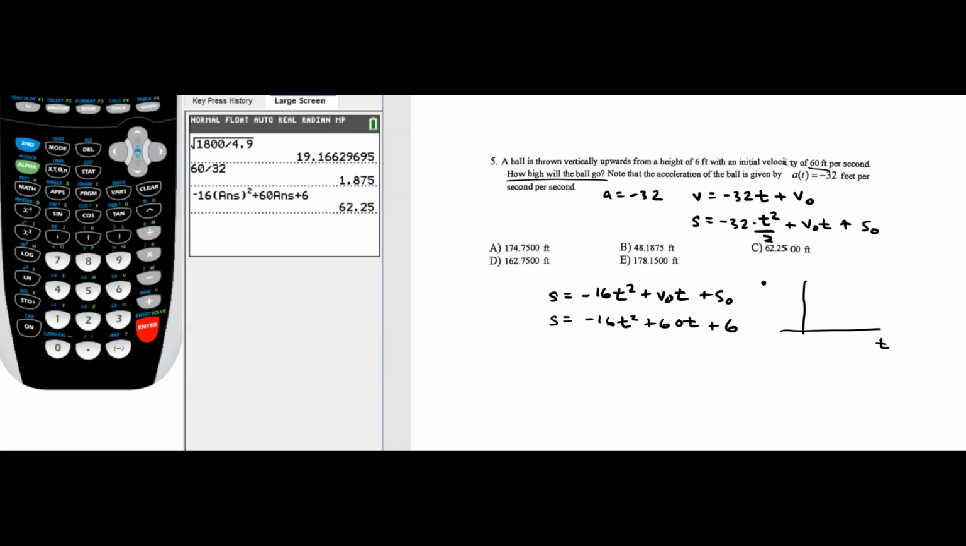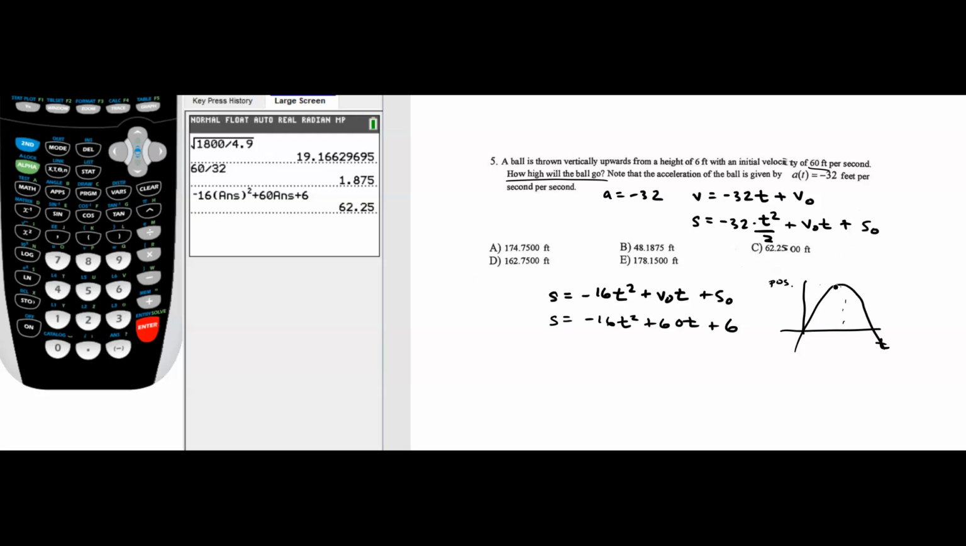So if this is time and this is my position or my height, this is a negative quadratic. And so a negative quadratic is going to look something like this. And this is not the actual path of the object. The ball is not necessarily following this path, but it shows the position over time. And you can see that the highest position is going to happen at this time right here.